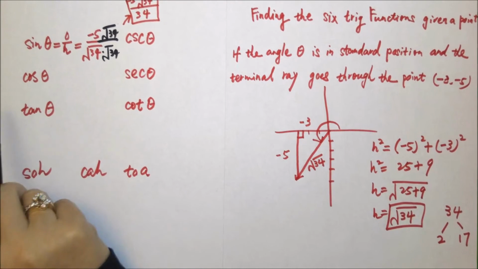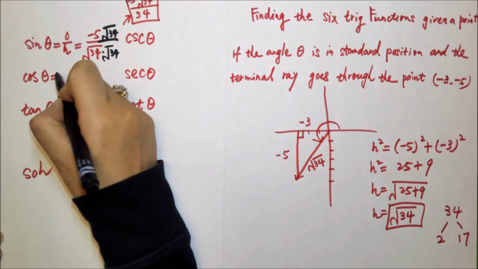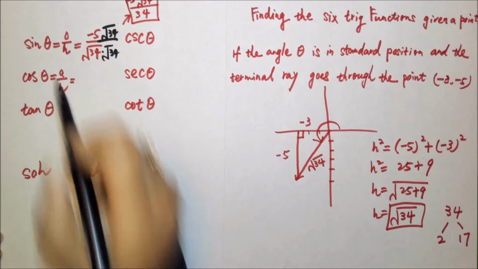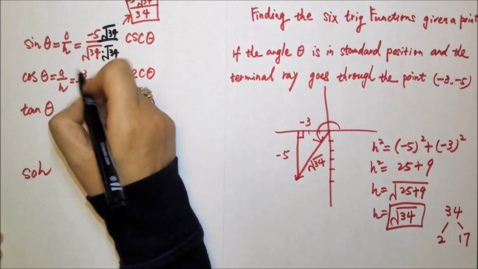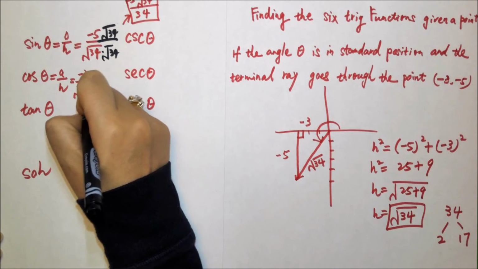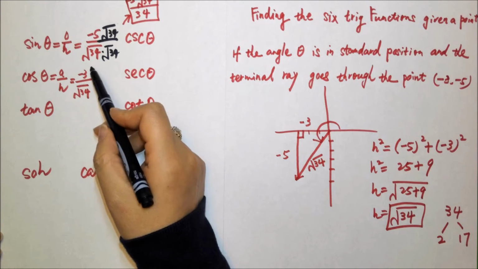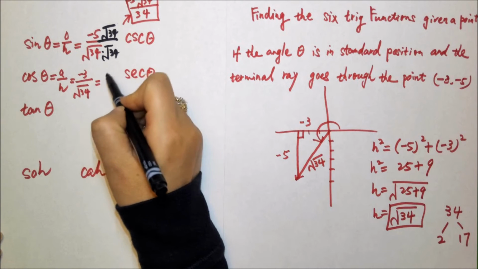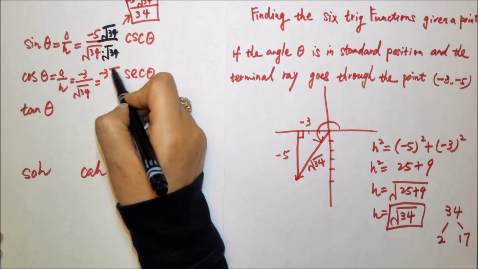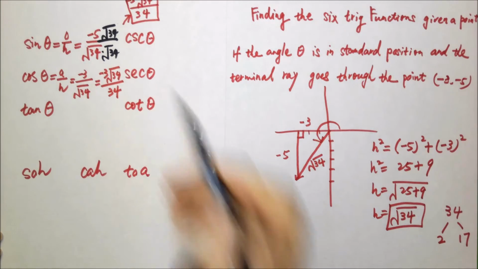To find the cosine value, I would like to use adjacent over hypotenuse. Adjacent will be -3. Hypotenuse is square root of 34. After you multiply by square root of 34, top and bottom at the same time, this fraction can be simplified as -3 square root of 34 over 34.